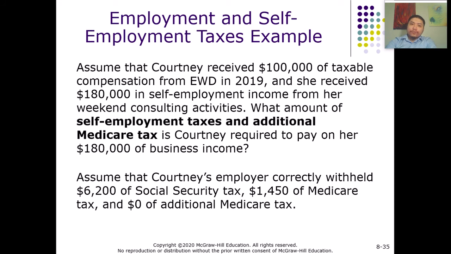Courtney received $100,000 of taxable compensation from a company in 2019, and she received $180,000 in self-employment income from her consulting activities. Wow, that's a lot. The question asks, what amount of self-employment taxes and additional Medicare tax is Courtney required to pay on her $180,000 of business income? It's assumed that the employer correctly withheld $62,000 for Social Security tax, $1,450 of Medicare tax, and 0 additional Medicare tax.